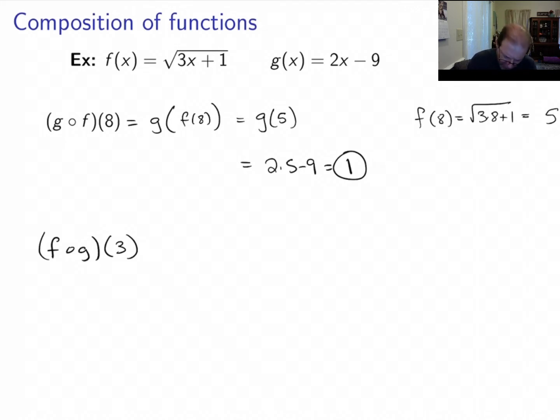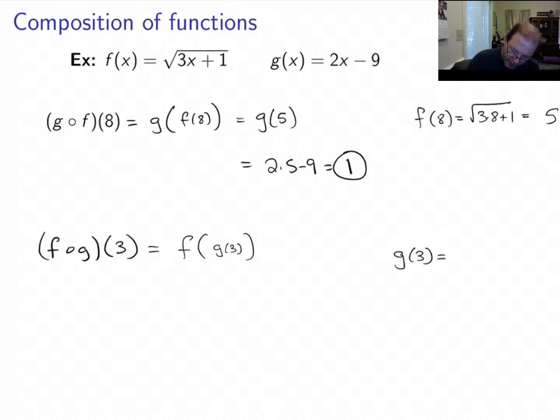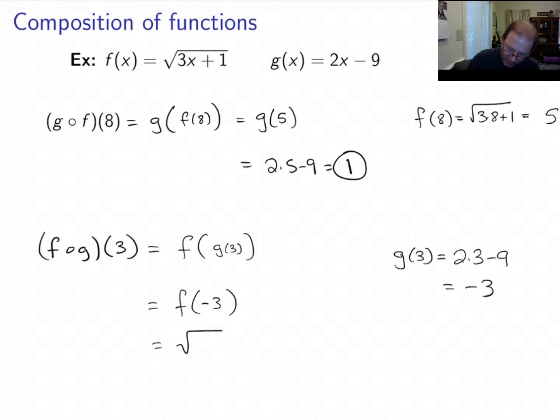Now let's do this one down here, f of g of 3. Let's write it out like this, f of g of 3. All right, g of 3. If I plug in 3, I get 2 times 3 minus 9. That's negative 3. So now I just need to do f of negative 3. And I wind up with the square root of 3 times negative 3 plus 1. Well, that's the square root of negative 8.